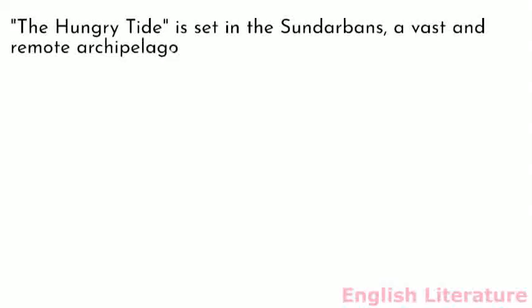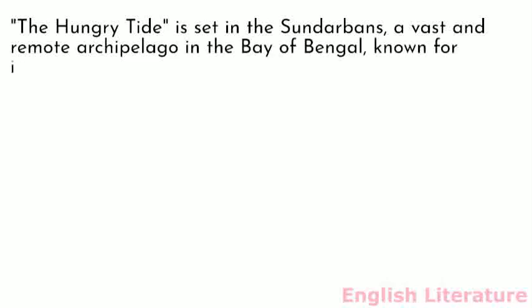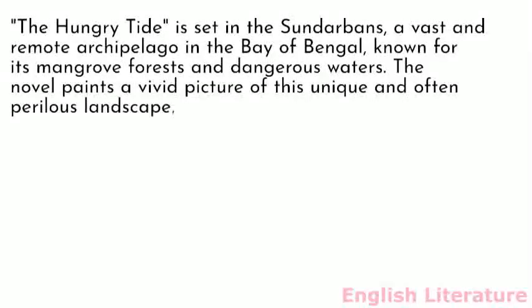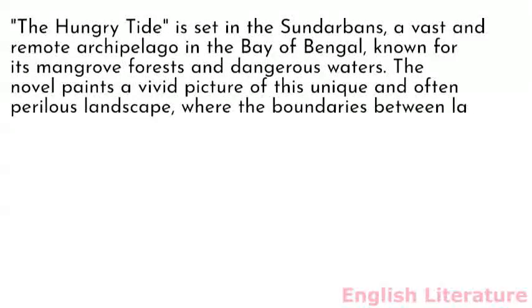The Hungry Tide is set in the Sundarbans, a vast and remote archipelago in the Bay of Bengal, known for its mangrove forests and dangerous waters. The novel paints a vivid picture of this unique and often perilous landscape, where the boundaries between land and water constantly shift.